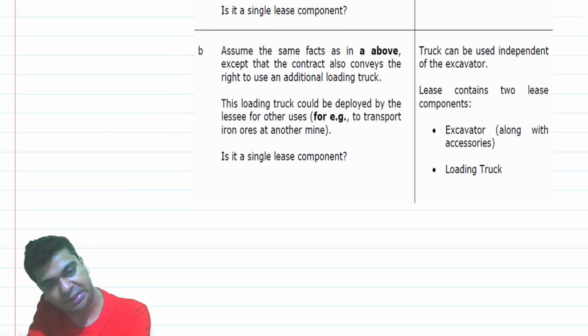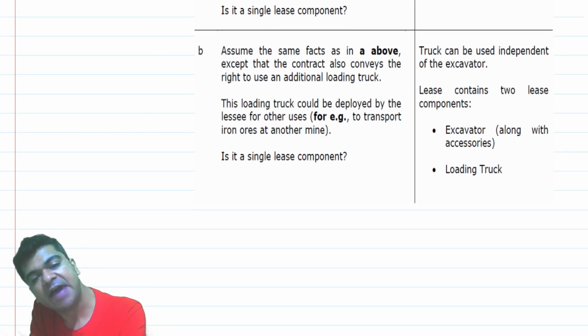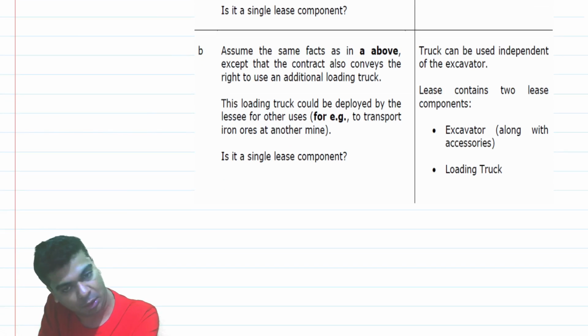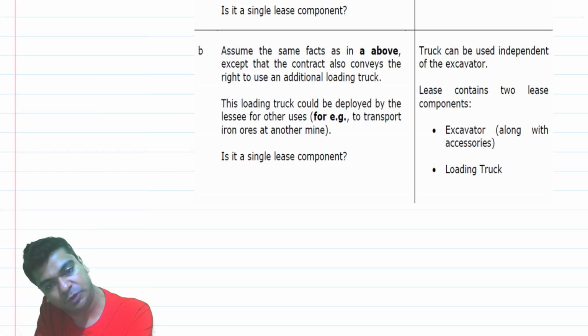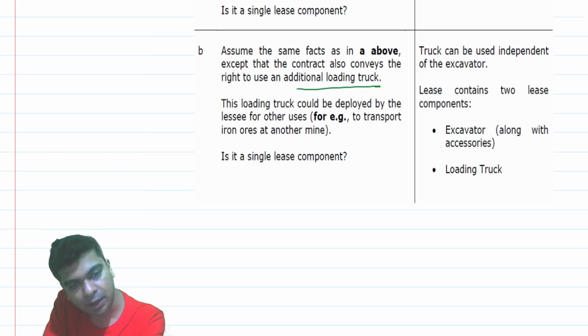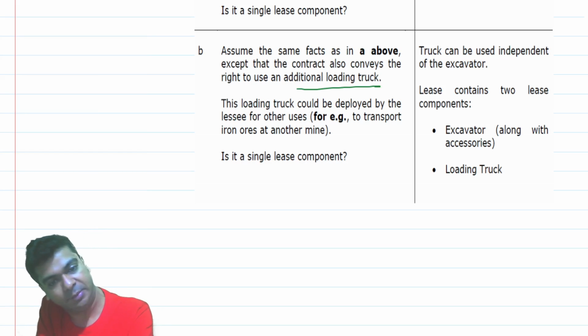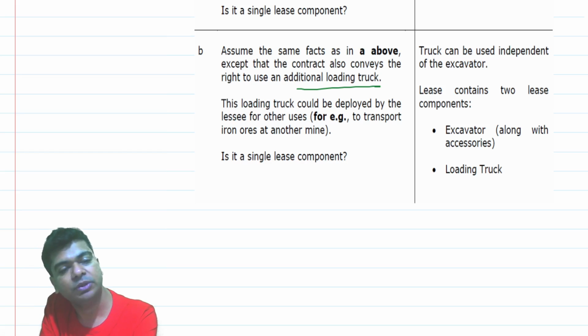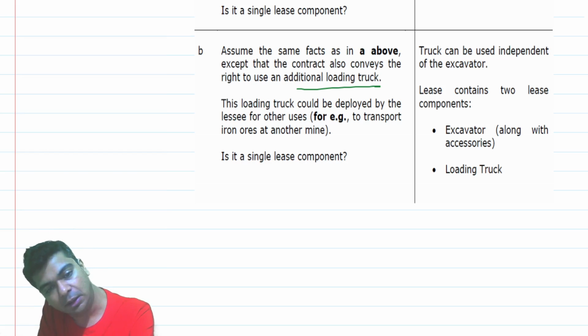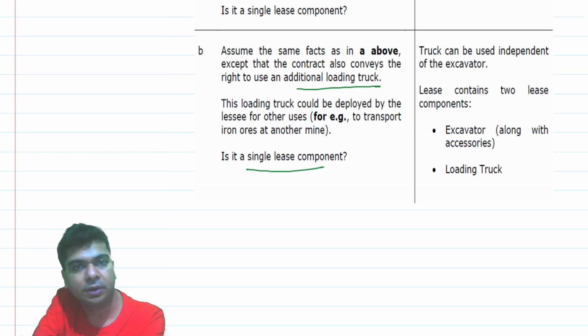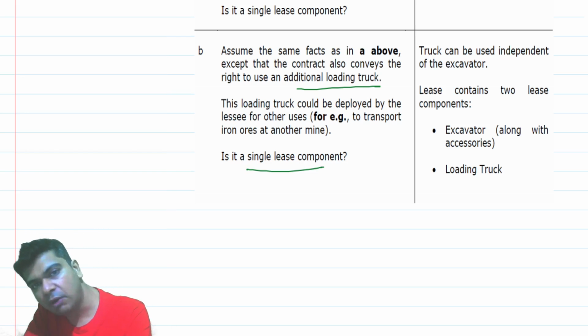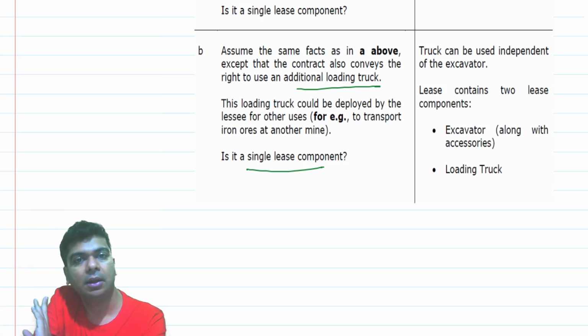In B they are saying assume the same facts as in A above, except that the contract also conveys the right of use of an additional loading truck. This loading truck could be deployed by the lessee for other uses. For example, to transport the iron ores at another mine. Is it a single lease component? So you are now having an excavator along with the accessories plus a truck.